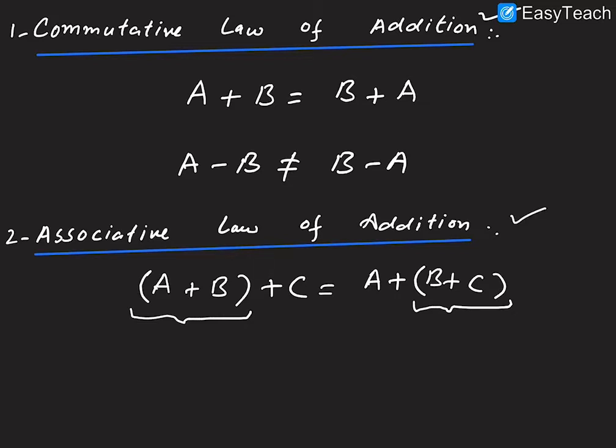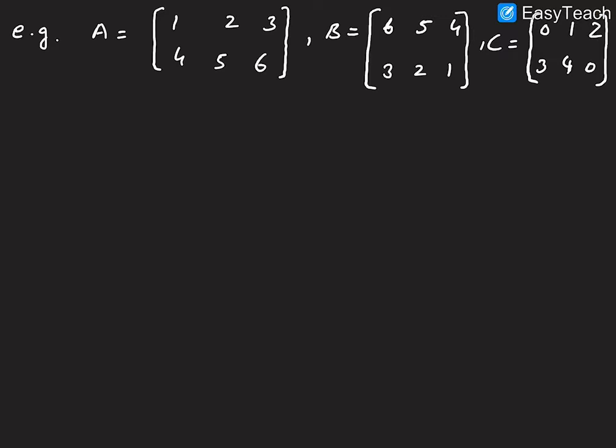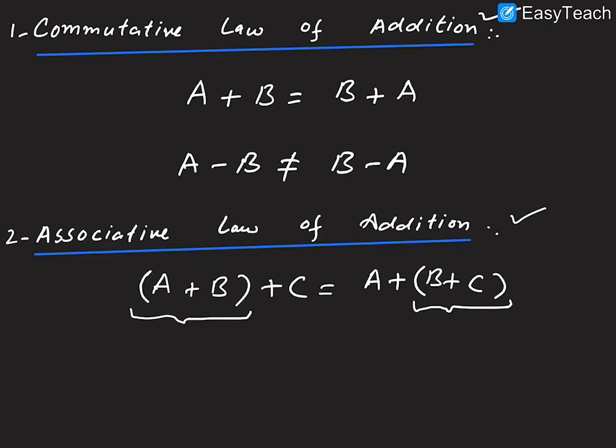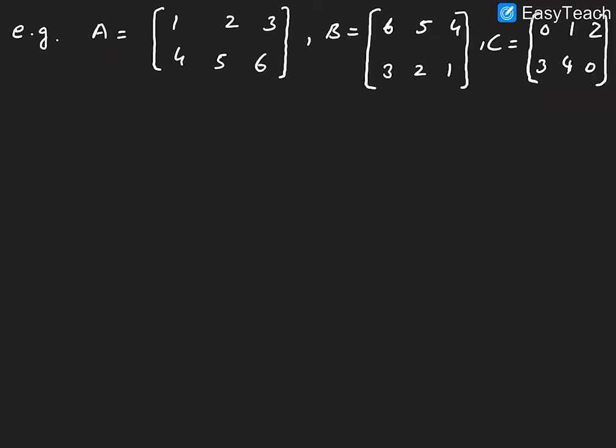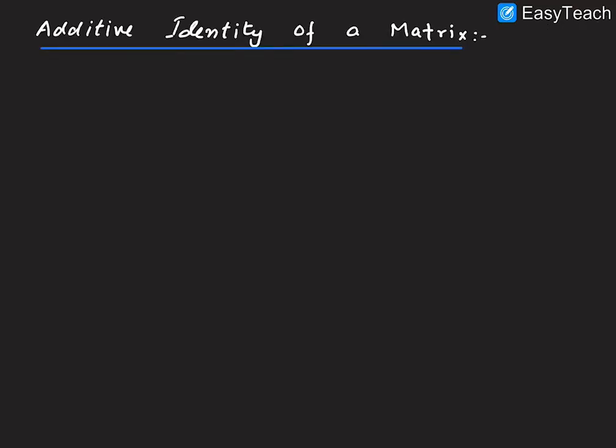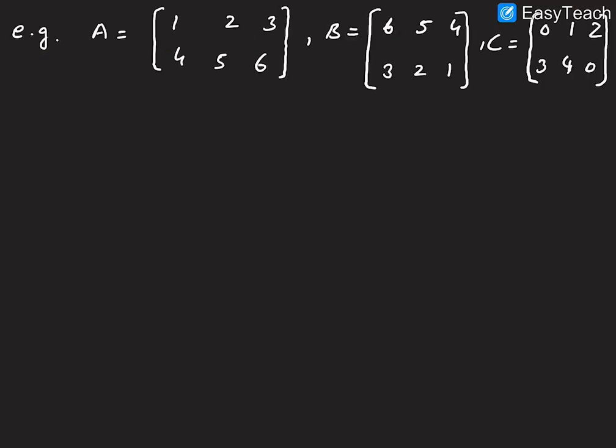Next, let's see the example. For the same matrices, first I will prove commutative law and then I will prove associative law. For example, for A plus B, first you need to check the order. The order of A is 2 into 3. Order of B is also 2 into 3. C is 2 into 3. So they are conformable for addition.